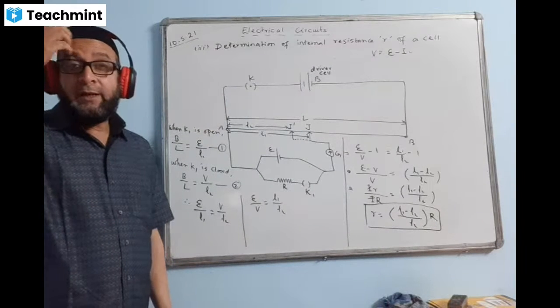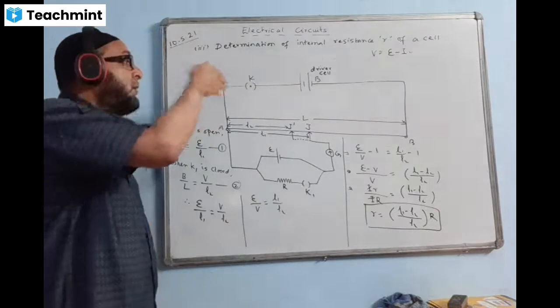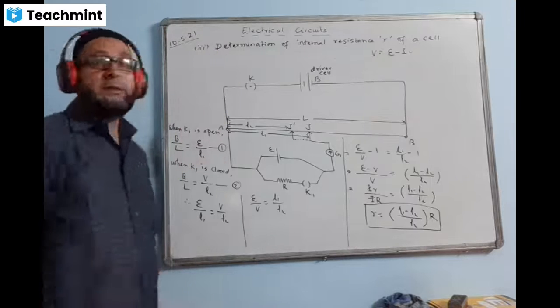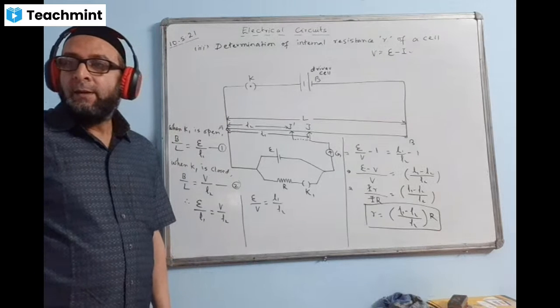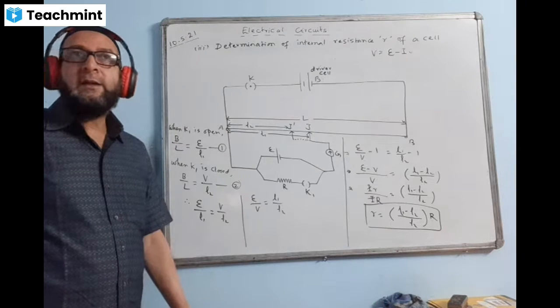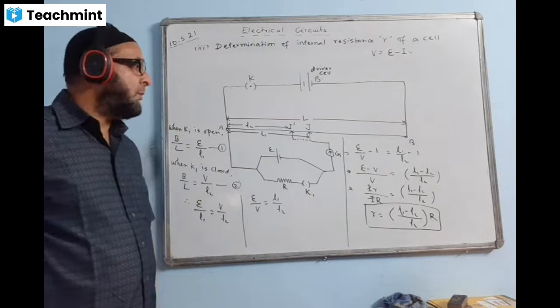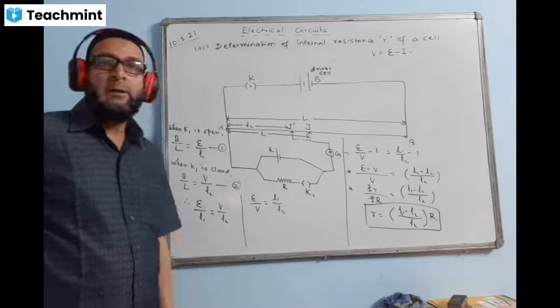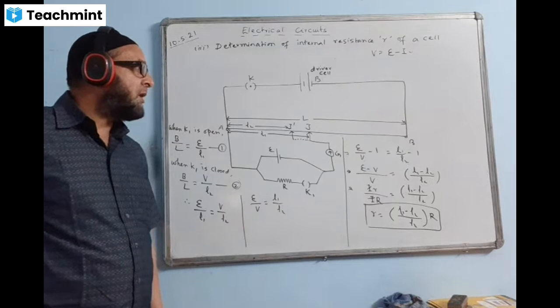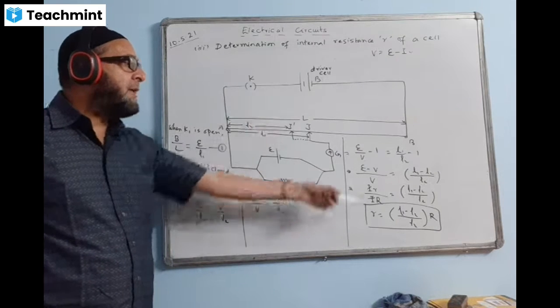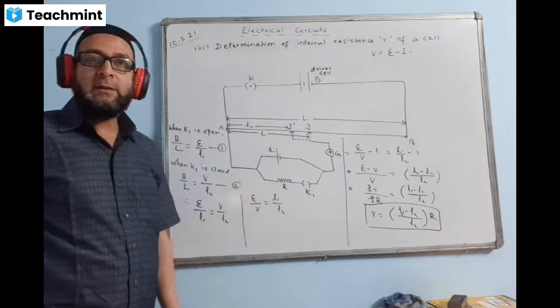This is the only circuit which is used to determine the internal resistance of a cell. Name an instrument which is used to measure the internal resistance of a cell. The answer is potentiometer. And this is the working formula. Probably derivations they will not ask, they will ask you to draw the circuit diagram and write down the formula of determining the internal resistance of the cell.